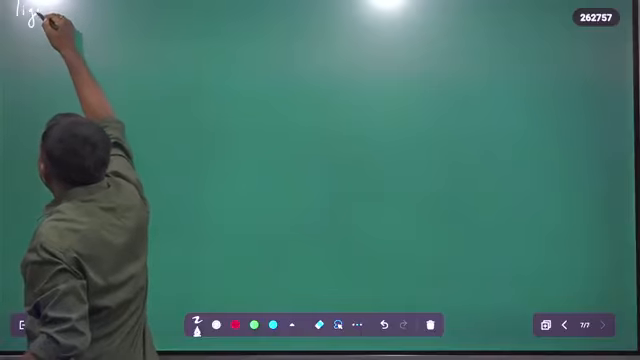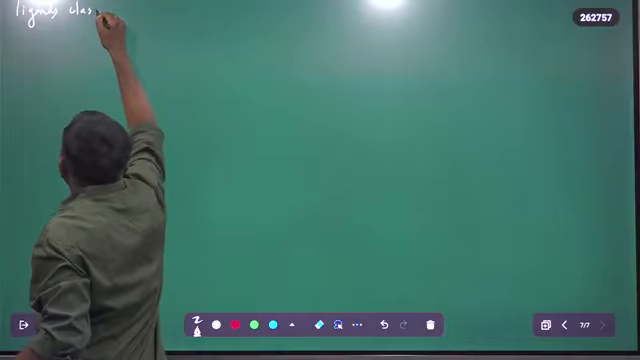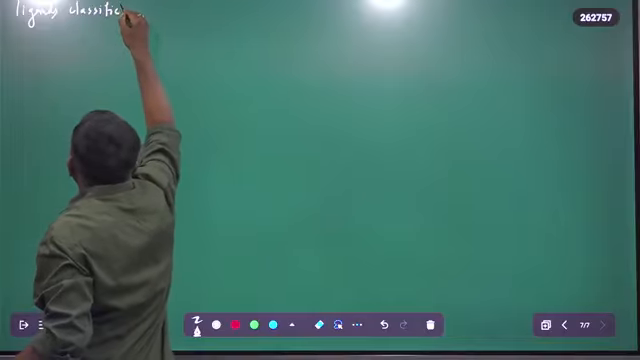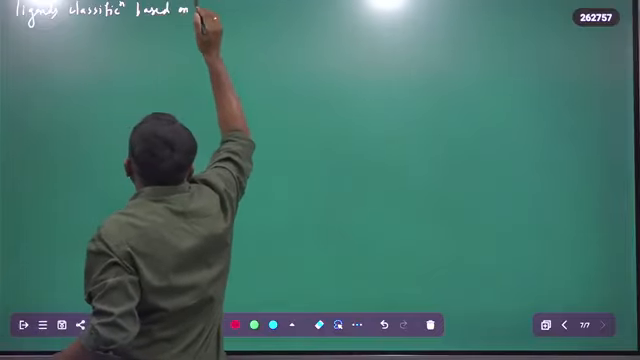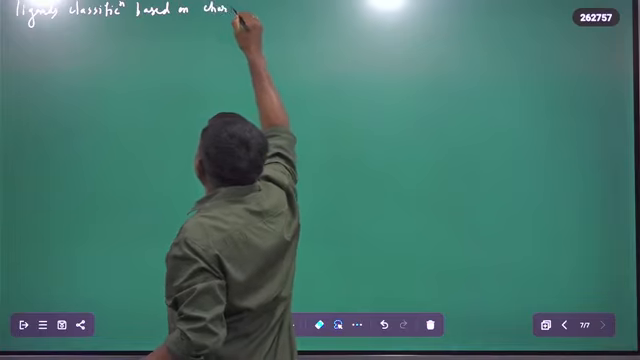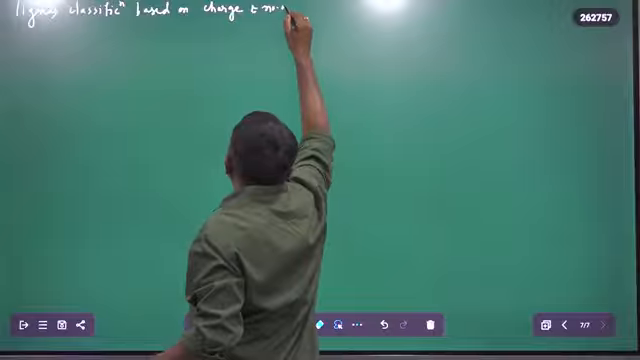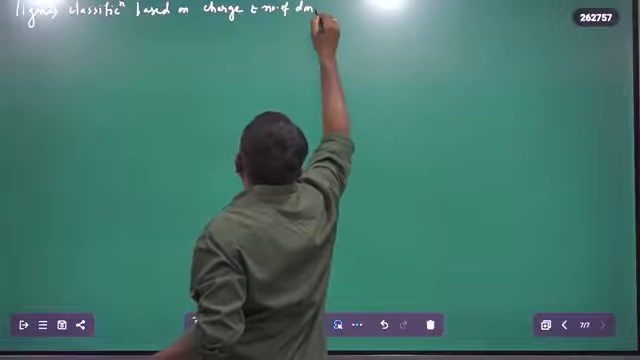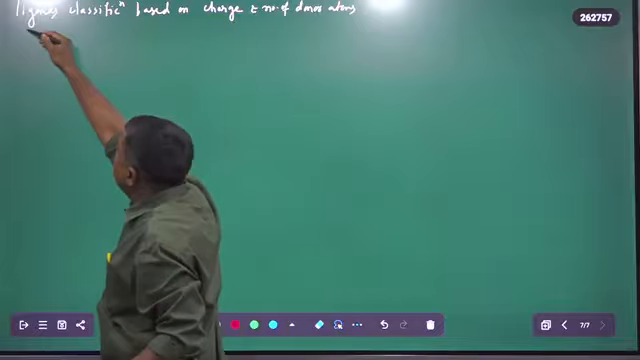So, ligands classification. Ligands classification based on charge and number of donor atoms.